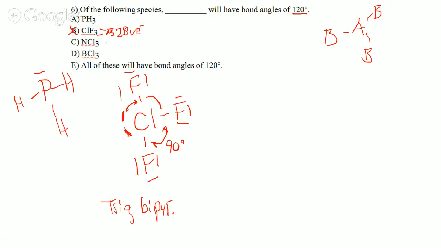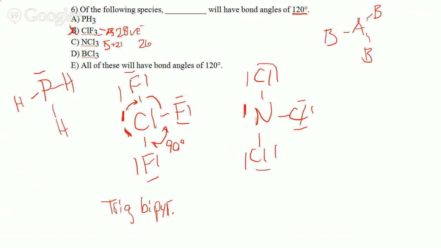All right, NCl3, well, it's 5 plus 21. I got 26 valence electrons to place. So Cl, Cl, Cl, complete the octet. I now have 24 electrons placed, lone pair there. This is going to be tetrahedral, which is going to be 109.5 degrees, and that's not 120, so it ain't going to be that. BCl3.